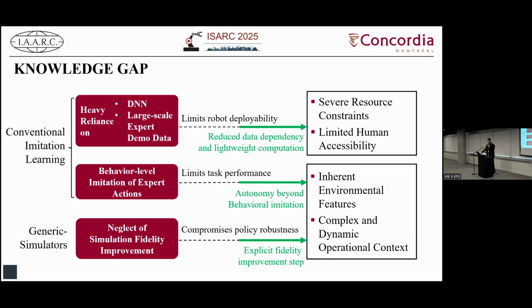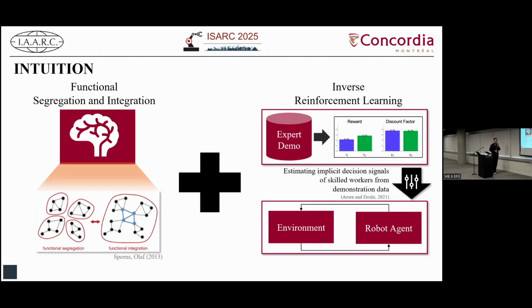Based on these approaches, our research is motivated by a simple human theory: humans decompose a complex main task into several meaningful subtasks and then integrate them into a single coherent decision. To implement this, our research adopts an inverse reinforcement learning approach, which estimates experts' decision signals from their demonstration data.